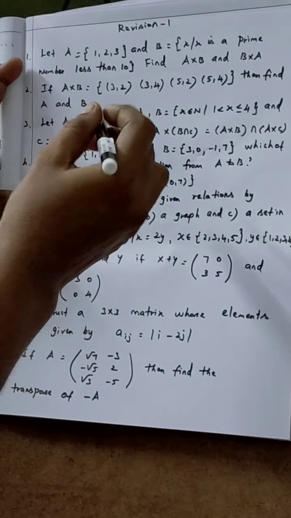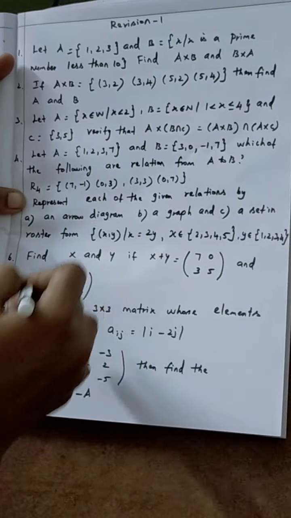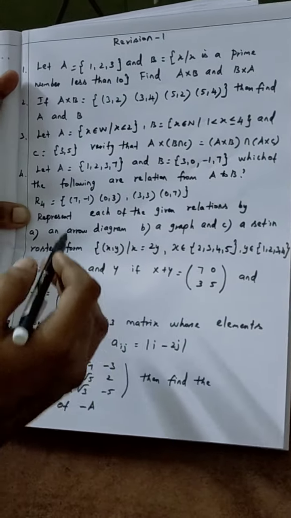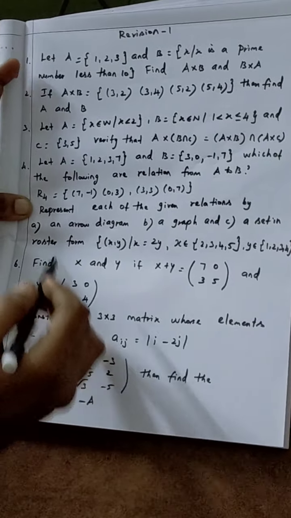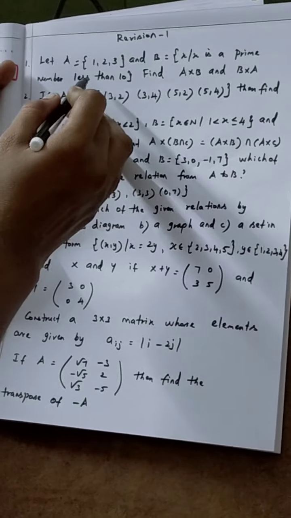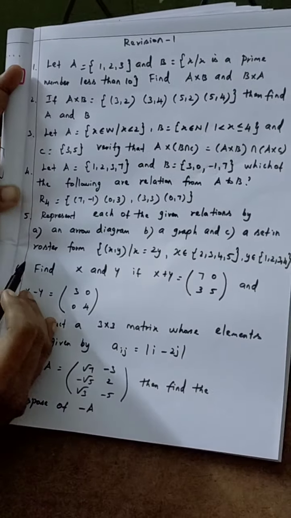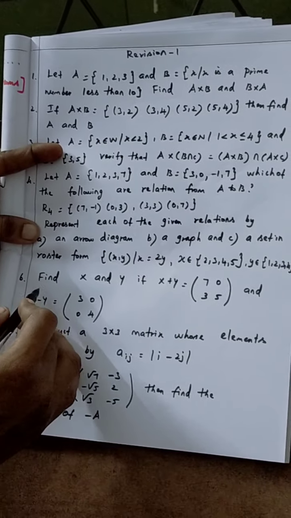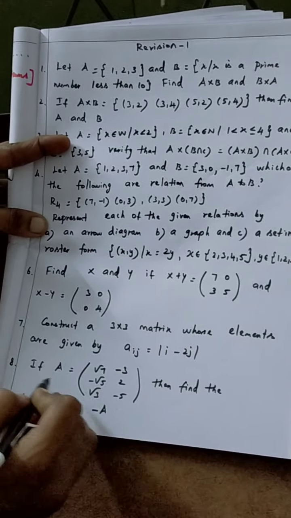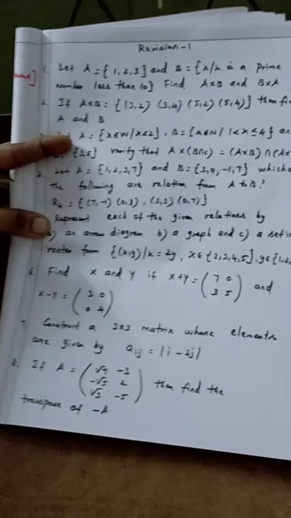Okay students, I will give you the revision sums. 8 sums I will give you. So do the following sums and practice at home only. From the first chapter 5 questions are given for you, and from the third chapter, matrices, 3 questions are also given. So do the practice for the sums. Thank you students.